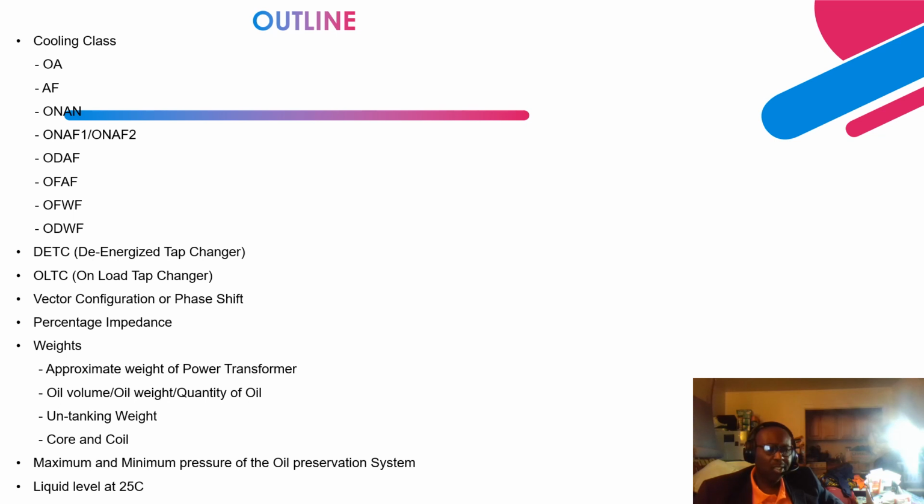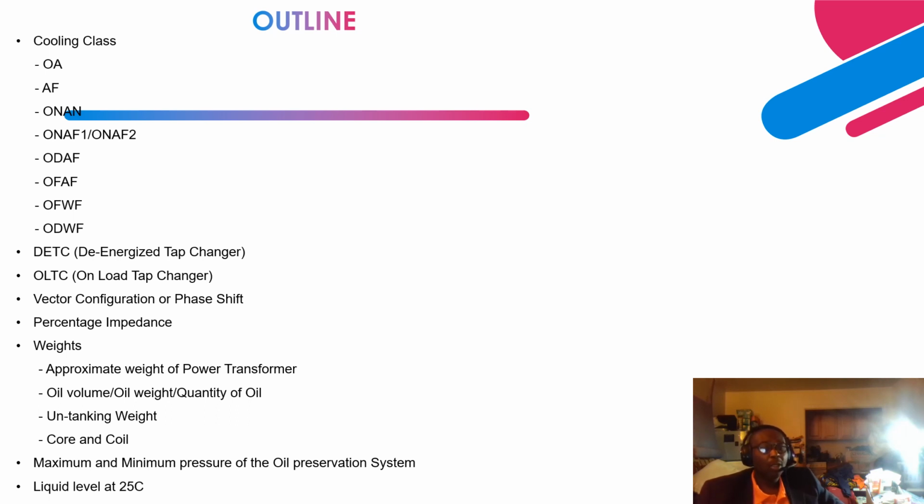Next, as we continue on the outline, for the cooling class, we have different nomenclature based on whether the transformer is from Europe or from the United States of America. In the United States, it's based on the ANSI standard, and mostly in Europe, it's the IEC standard. So they have different definitions for the cooling class.